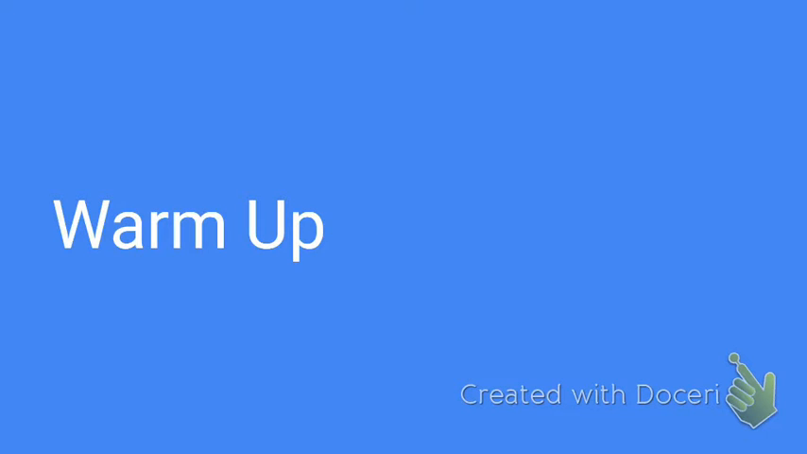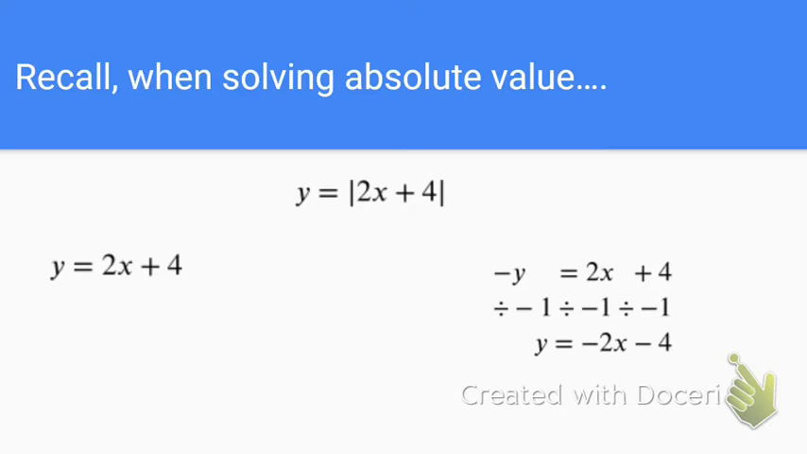Again, this is guided notes. So recall that when we're solving an absolute value, you don't have anything in your notes about this. So just look up here. You don't have to write anything down. When we are solving an absolute value, these equations split, where one is positive and one is negative. That's going to come up when we're graphing.